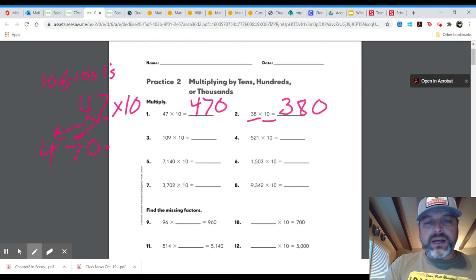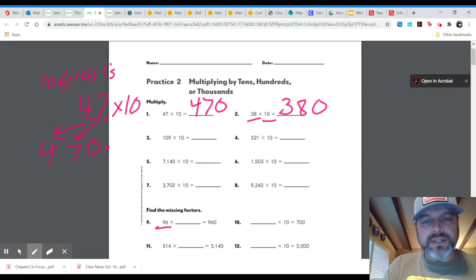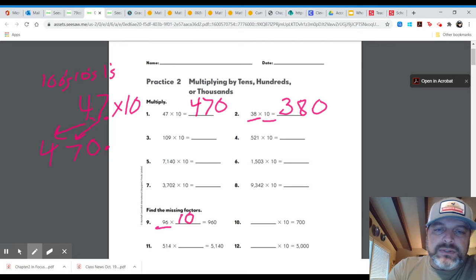Now down at the bottom, we have to find the missing factor. A factor is two numbers you multiply together, right? So we have 96 times what number would give us 960? Well, we just have to add a 0 to 96, right? So I know that I multiplied by 10. So times 10 would give us 960. That's the same formula as above, right?